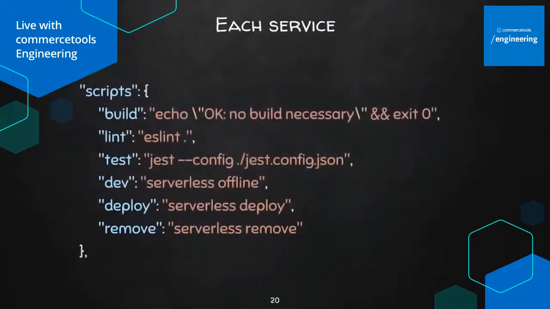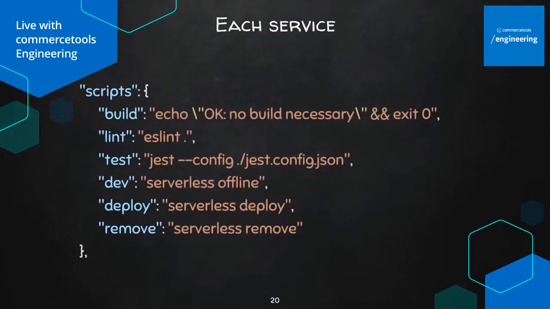Within each of the folders or each service, we also had a set of steps. So you could have a build step. We had a lint step. We had testing. We used Jest for testing our node code. Then we also had a dev step, which wasn't called from the root, but it was good for executing locally.